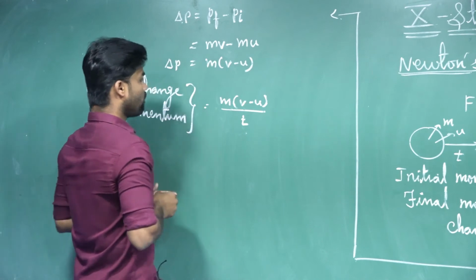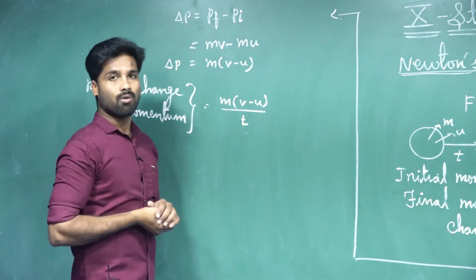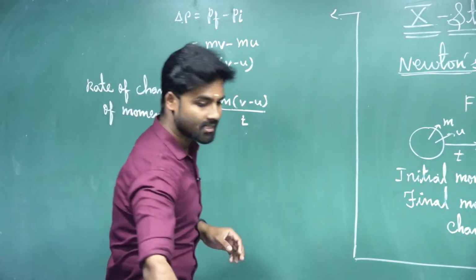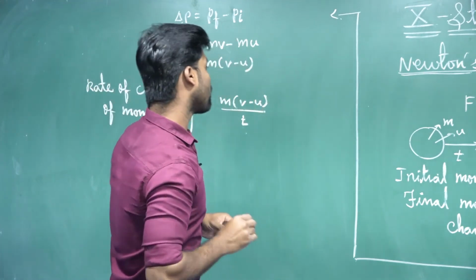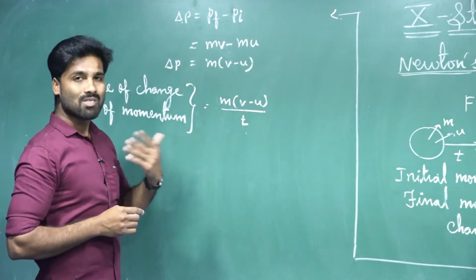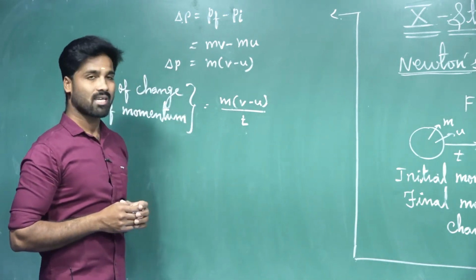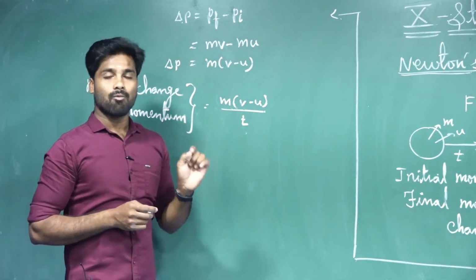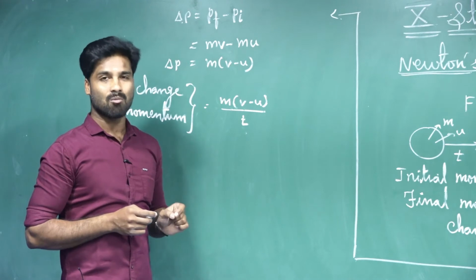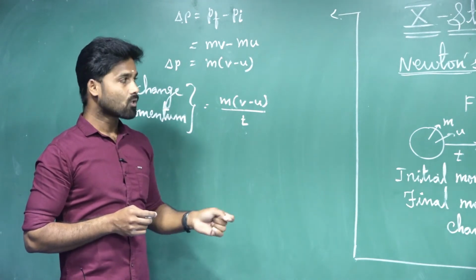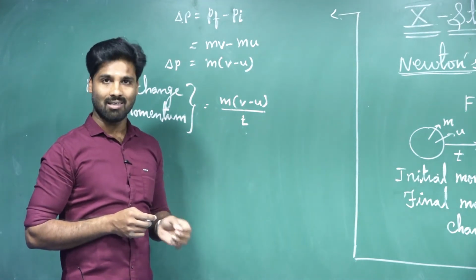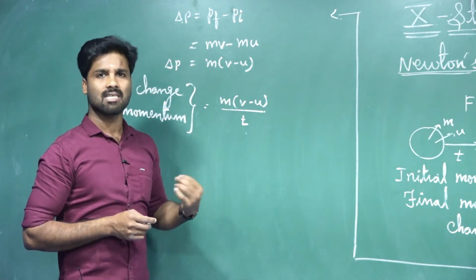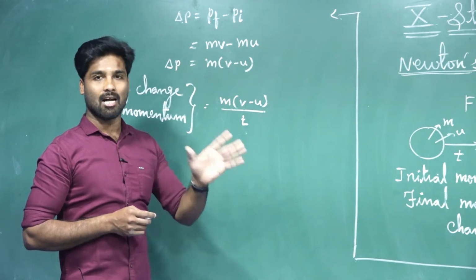Now our next aim is to prove the second law of motion. How do we prove it? What does the second law of motion say? As I already told you in the previous class, the force acting on a body is directly proportional to the rate of change of momentum. Otherwise, the rate of change of momentum is directly proportional to the applied unbalanced force.